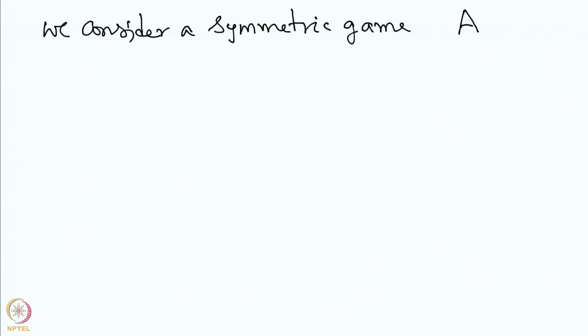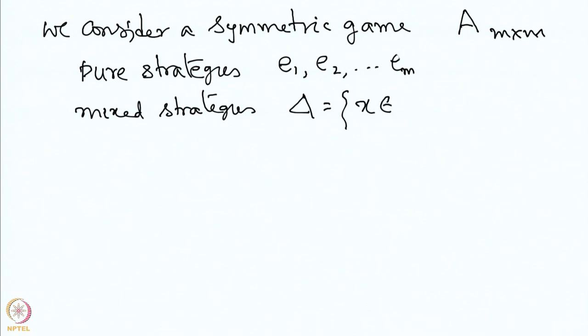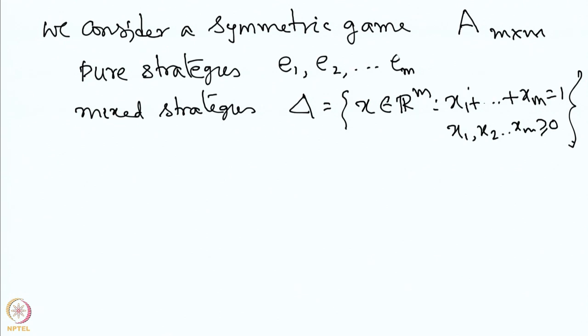Let me introduce some more notation. The set of all pure strategies, we are writing it E1, E2, ..., EM. There are M pure strategies because it is a symmetric game, this is an M by M game. And mixed strategies are nothing but delta, which are given by x in R^m such that x1 plus ... plus xm is 1 and all of them are non-negative. This is the set of all mixed strategies.